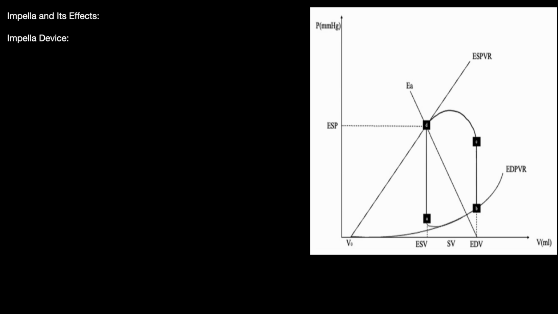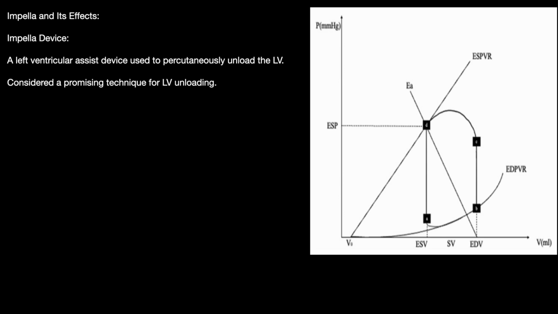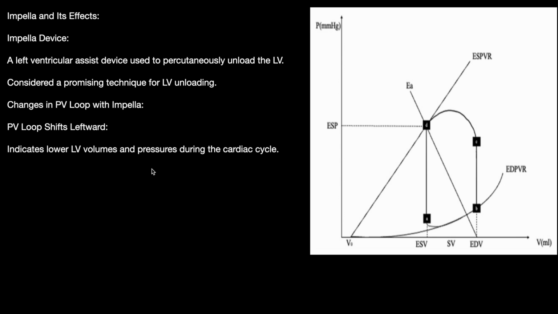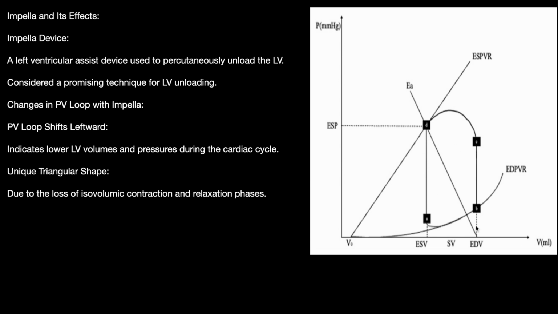So next is Impella. Impella is a left ventricular assist device, which is introduced percutaneously to unload the left ventricle. It is considered a promising technique to unload the left ventricle. The change in the PV loop due to Impella is that it shifts the curve leftwards. How does it do it? It lowers the left ventricular volumes and the pressures by actively ejecting the blood. So the pressures are going to go down, and it produces a unique triangular shape. The curve will become triangular due to the loss of the isovolumetric contraction and relaxation phases.